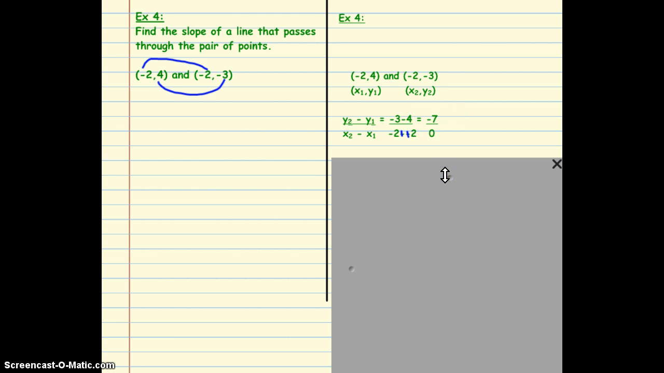If you punch it in on your calculator, it will give you an error. You cannot divide anything by 0. So because we can't divide by 0, our slope is undefined. This is a graph that's going straight up and down, not something that you'd want to ski over, so it's undefined. All right, that is finding rate of change and slope.